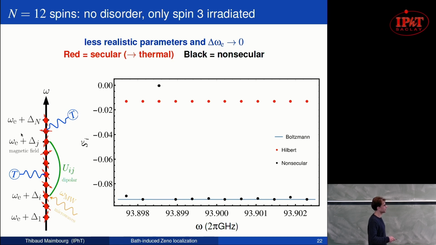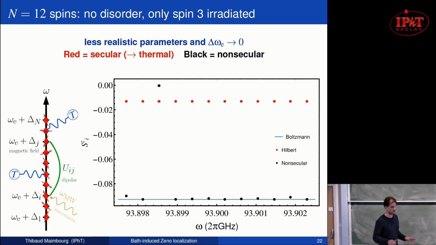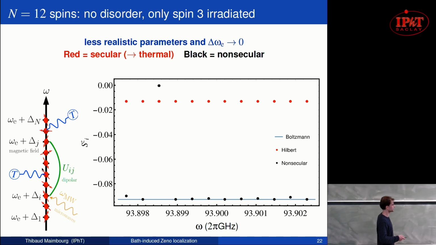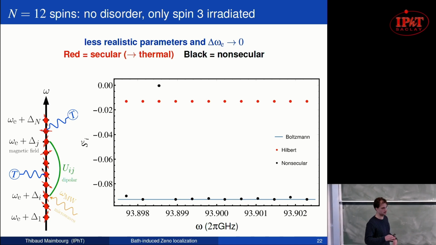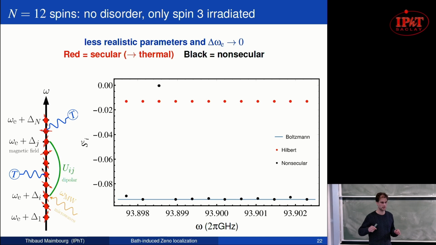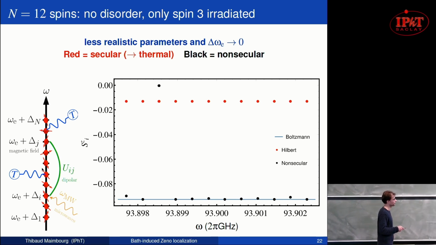And I do something that I cannot do in experiments. The microwaves, I only couple them to, let's say, the third spin, to one of the spins. And the others are not coupled to the microwave. So of course, in reality, you cannot do that. But what you see, if you do this, sorry, I take timescales of the bath that are fast, so to be in this Zeno kind of regime.